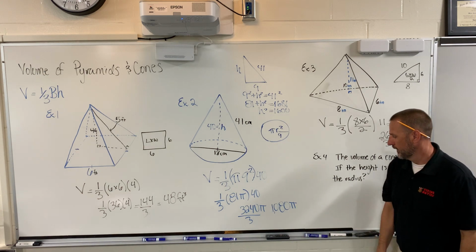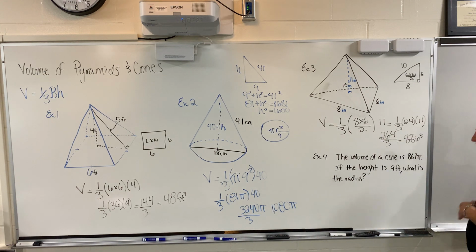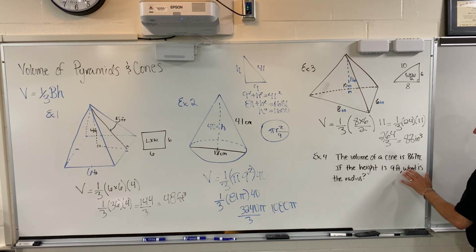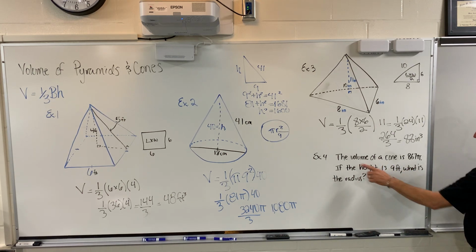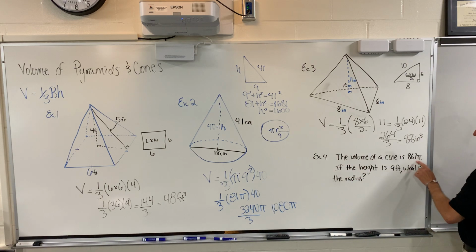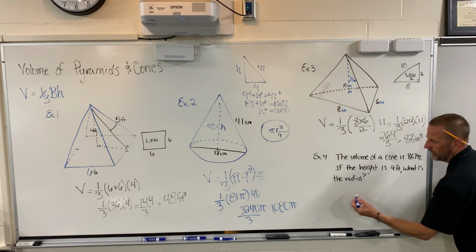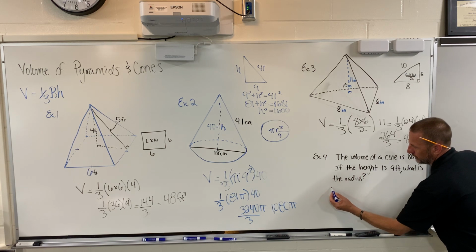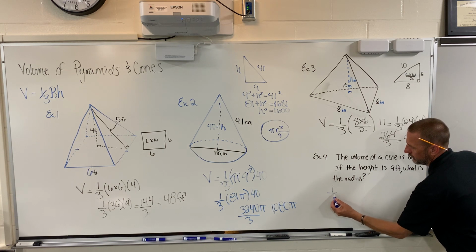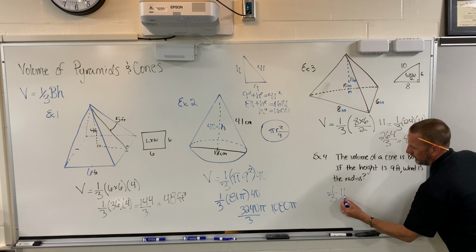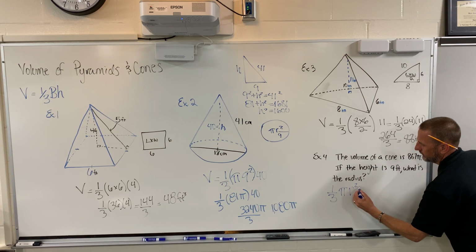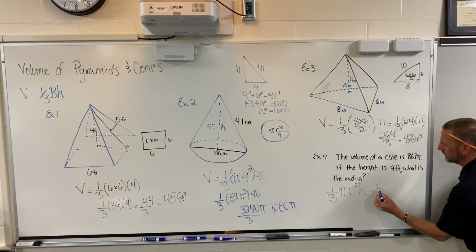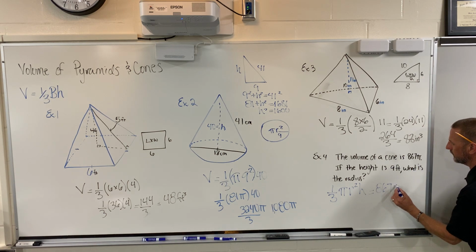Just take your time. All right, our last example: the volume of a cone is 867 pi. If the height is 9, what's the radius? When I read a question like this and I see the volume of a cone is 867 pi, that automatically triggers me to write down the formula for volume of a cone. So I'm going to start with 1/3 pi r squared h, and I know that this volume is supposed to be equal to 867 pi.